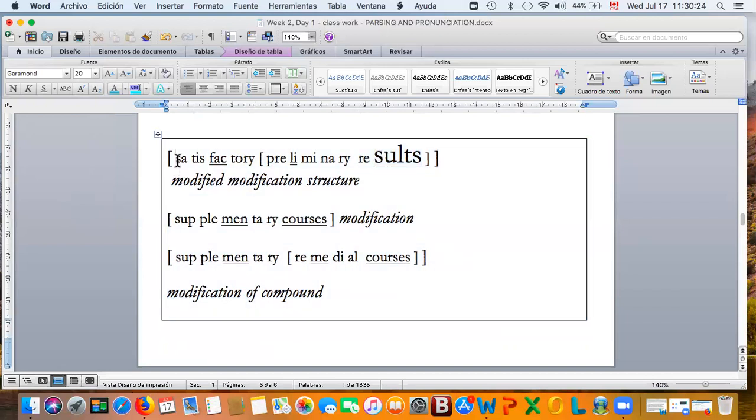Well, suppose that entire modification structure is itself modified. Notice the modifier. Satisfactory. Let me just add a note here. The suffix ORY usually has the effect of causing the accent, the dictionary accent, to come on the second syllable before itself.